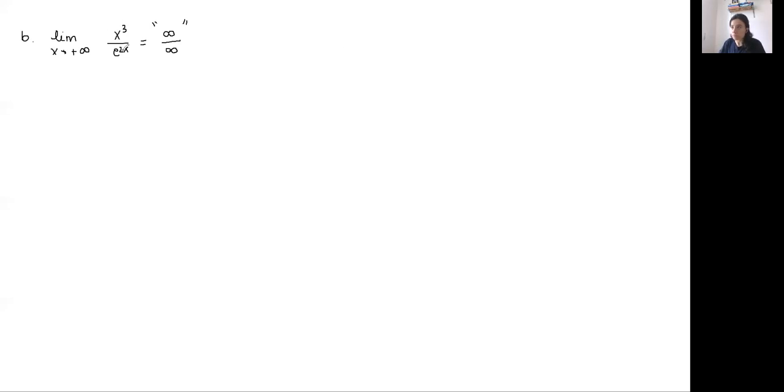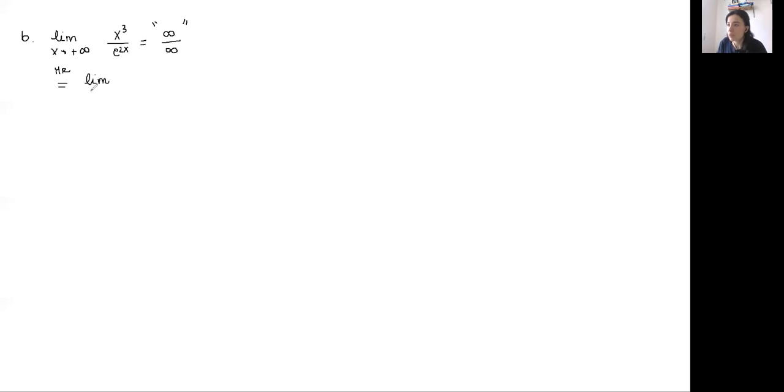Is this okay for everybody? Yeah. So because this is infinity over infinity, I can't evaluate it right away, and I need to use L'Hopital's rule. By using L'Hopital's rule, I'm going to have to take the derivative of the numerator and the denominator.